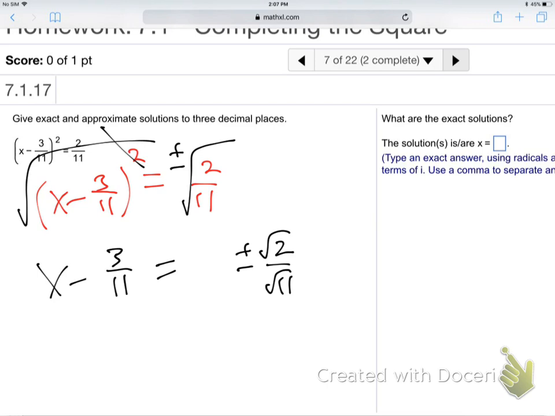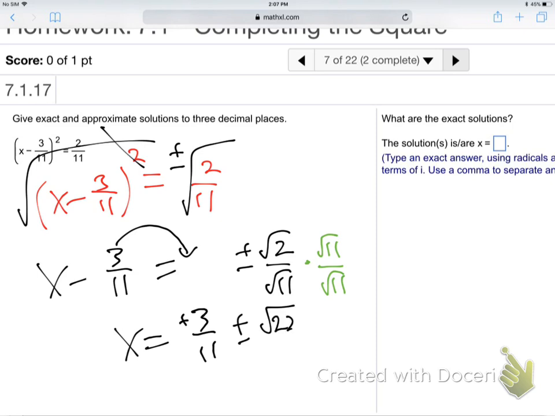You're good to there? Do we have to get rid of the root 11 on the bottom? We don't leave roots on the bottom, do we? So, we multiply top and bottom by root 11. We all good? And then jump this minus 3/11 to the other side. Becomes positive, regular, normal 3/11 plus or minus root 22 over plain 11. We're done.